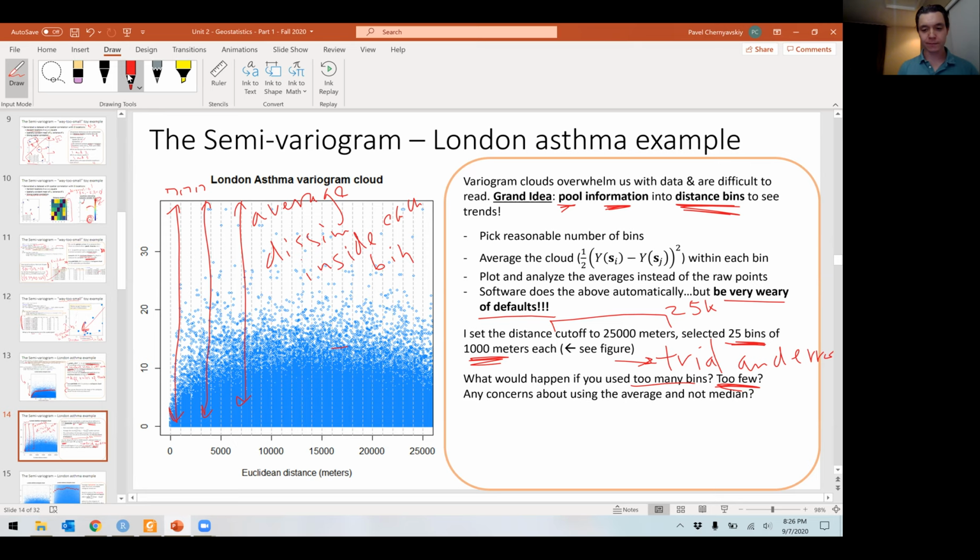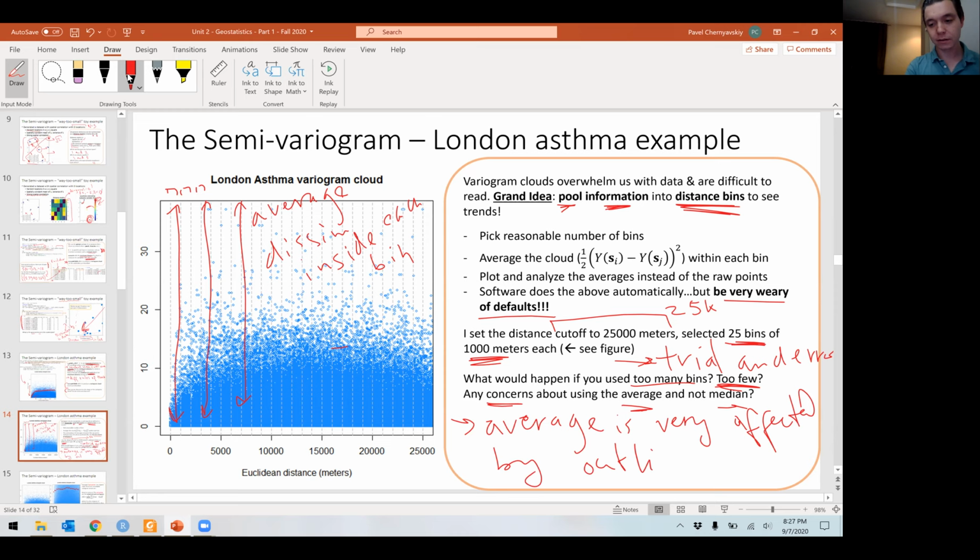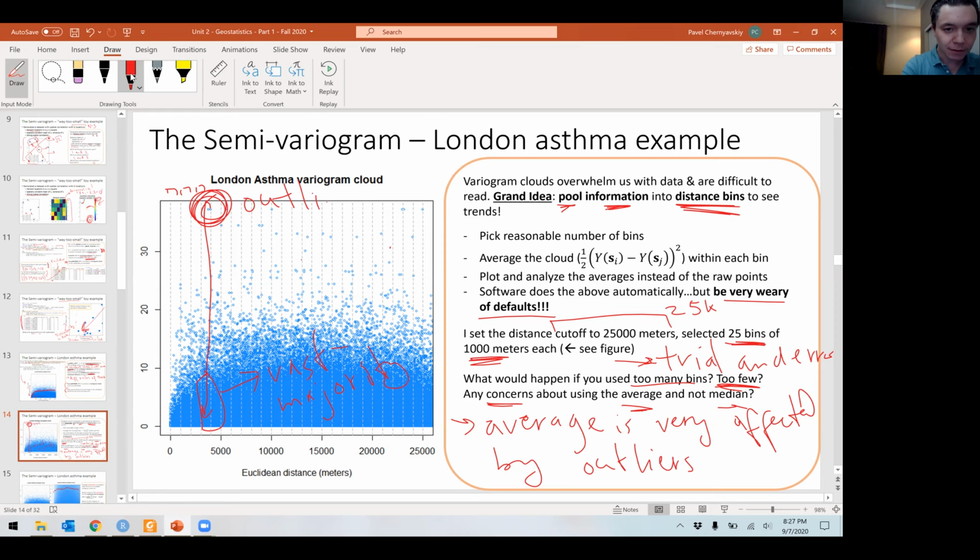Do we have any concerns about using the average and not the median? You should have concerns about using the average and not the median. Remember that the average is very affected by outliers. So inside of each bin, we're going to take an average. Let's take a look at this middle bin right here. The vast majority of the data is here. But now we have these two outliers. The average is probably not the best summary there, but I'm telling you about the classic semi-variogram. The classic semi-variogram uses averages.